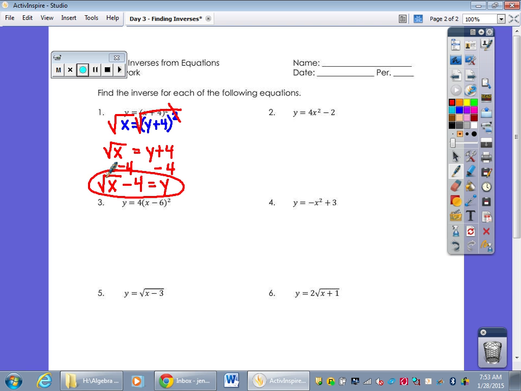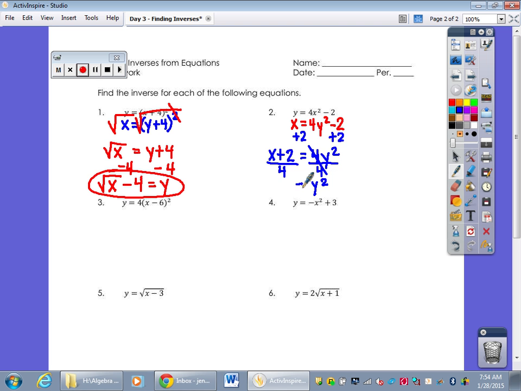Now, number 2, switch the x and y, so x equals 4y squared minus 2. Now you're trying to get y by itself, so the first thing we'd want to do is add 2 to both sides. So we have x plus 2 equals 4y squared. Now if I wanted to get y by itself, I'd have to take away the 4 first, so I'm going to divide by 4. Cancel that out.